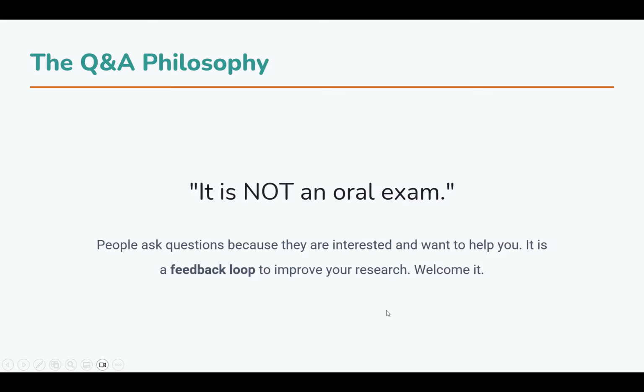And after the presentation, the Q&A. I'm reminding you once again, it's not an oral exam, it's not a final point, it's not a test. People ask questions because they are interested in your research. They ask questions because there are points that they want to clarify, they want to understand the full story. They ask questions not to trap you, but to get their dots connected. You see?